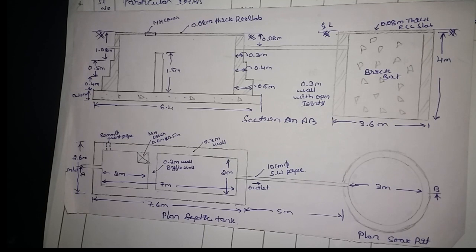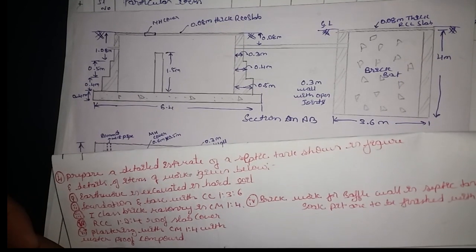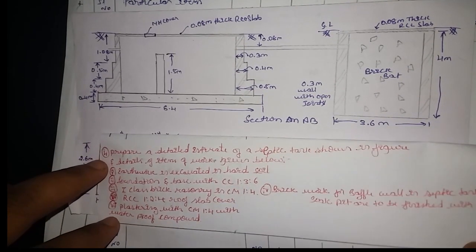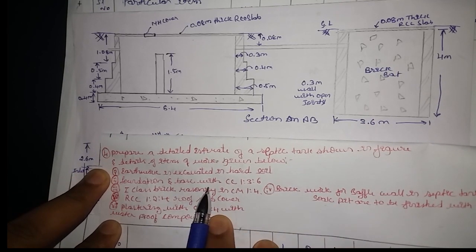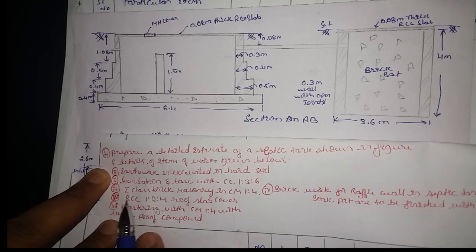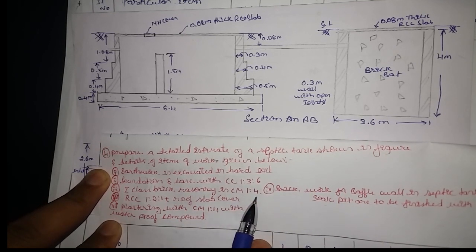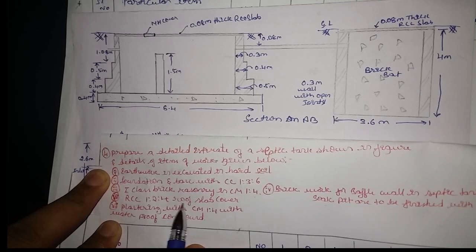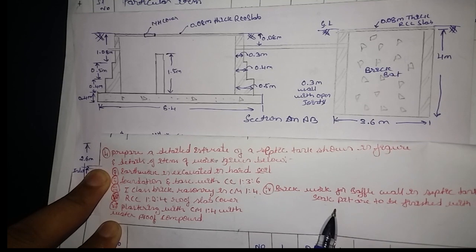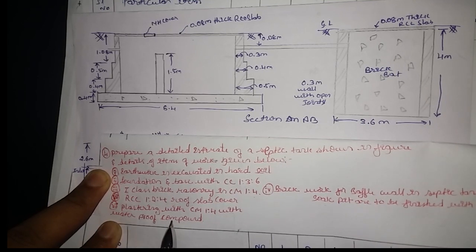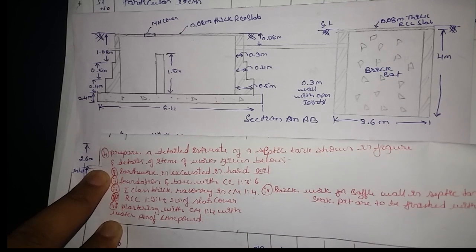So what do we need to find? First we'll see the question. He asked to find the earthwork excavation in hard soil, then the foundation and base with CC 1:3:6, and the first class brick masonry in cement mortar 1:4. Then RCC 1:2:4 roof slab cover, and the brick work for the septic tank and soak pit, which is to be finished with open joints, so we need to find that brick work. Then we need to find the plastering with cement mortar 1:4 with a waterproof compound. This is what is asked in the question.